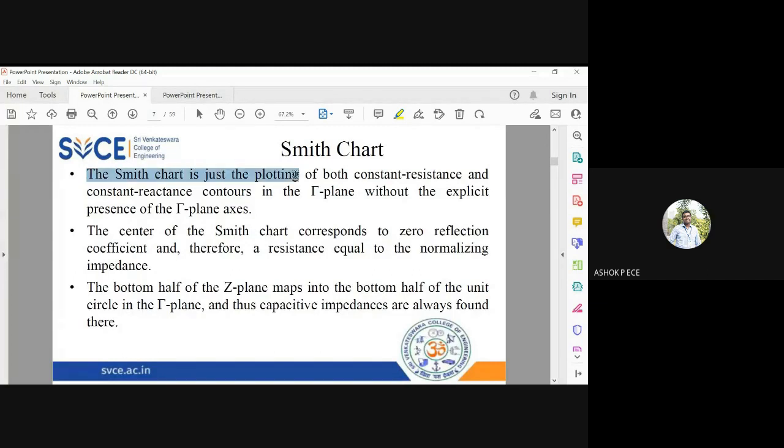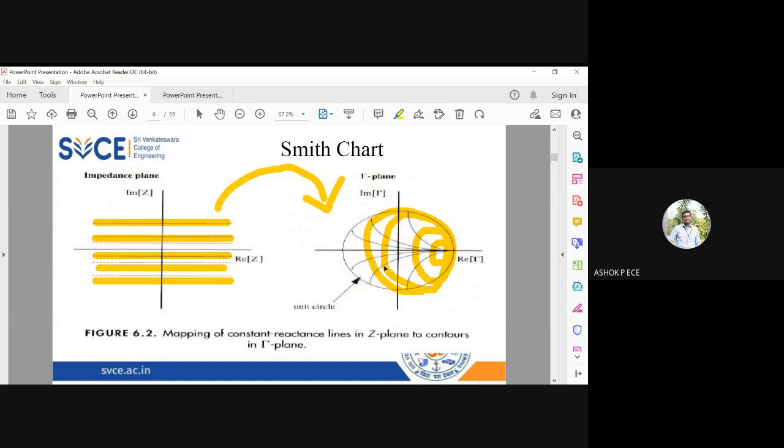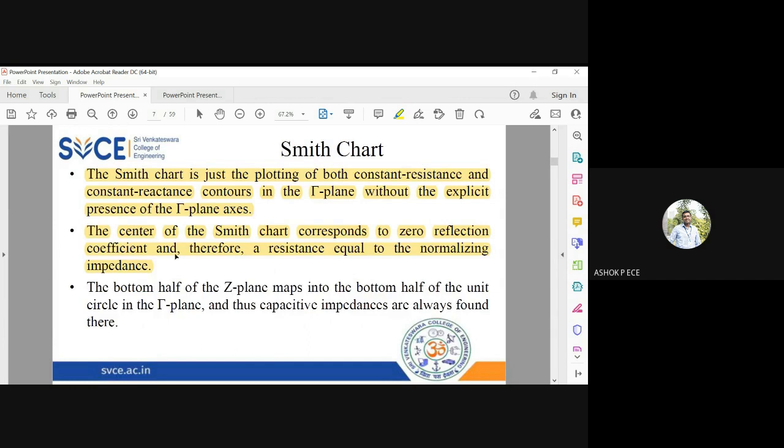So see here, the Smith chart is the plotting of both constant resistance and constant reactance circles in the tau axis. So remember, tau is our axis of reference in the Smith chart, and the center of the Smith chart corresponds to zero reflection. You know, when you go to high frequency, the problem of impedance matching will occur. Impedance matching means if you don't properly match the source and load, loss of power will happen. Or I can say if you match them perfectly, maximum power transfer will happen and reflection will be zero. So the exact center of the Smith chart corresponds to the point where you have zero reflection. Or I can say the impedance is perfectly matched.